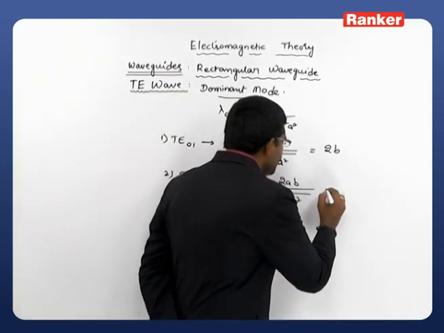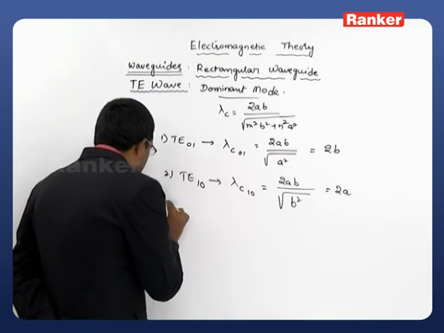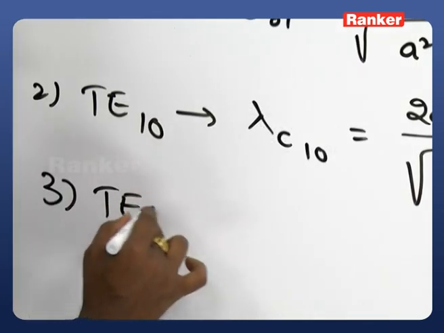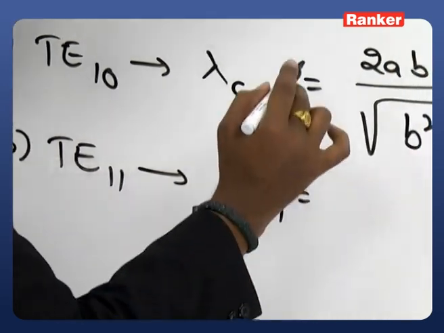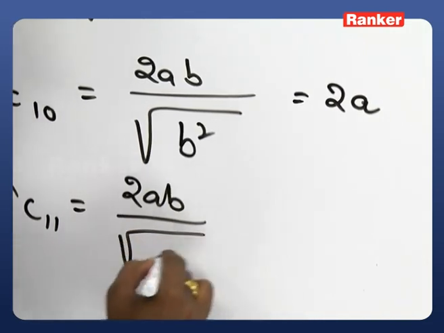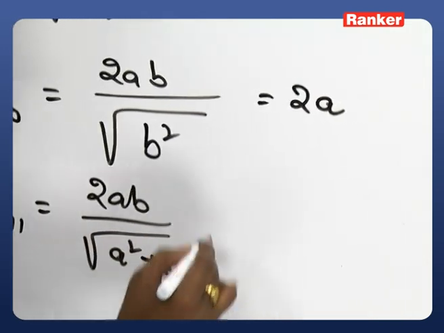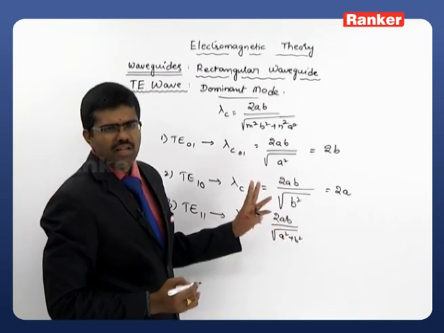So this will become simply 2a. That is the second one. The third one I will examine for TE11. For TE11, lambda c11 is equal to 2ab divided by the square root of a square plus b square. So there is no simplification for this one. Leave it as it is.